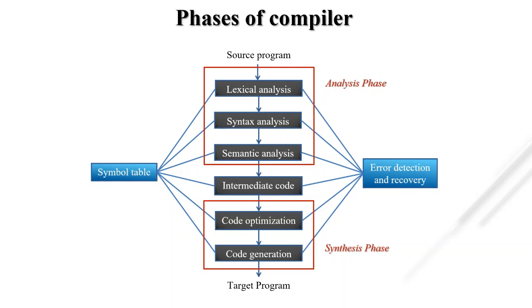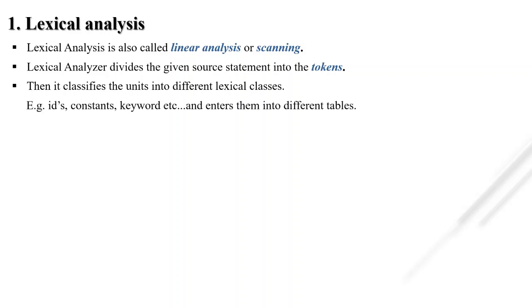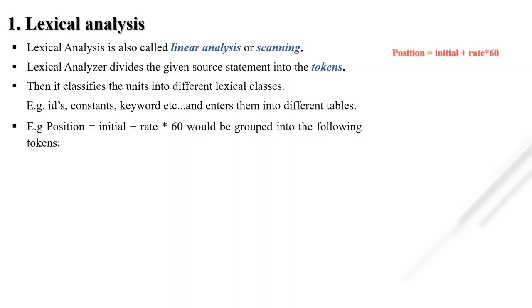Let's see all phases one by one by giving one statement. So the first phase is lexical analysis. It is also known as linear analysis or scanning. It breaks the statement and forms tokens, and those tokens are classified into different classes like ID for identifier, constant for numbers, keywords, etc., and enters them into different tables like identifier stored in symbol table, operator in operator table, etc.